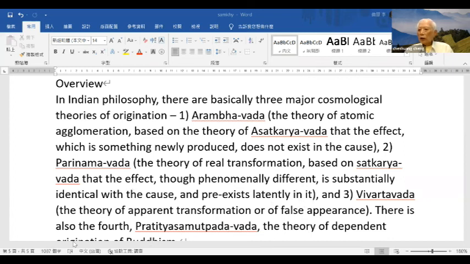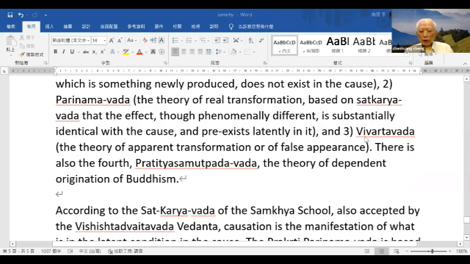As we explained already, there are two major philosophies. One is the Sankhya philosophy, which we can call Prakriti Parinamavada. And the other, the Hinduism philosophy belonging to Brahma, is Brahma Parinamavada. And then we have the third theory, Vivartavada.